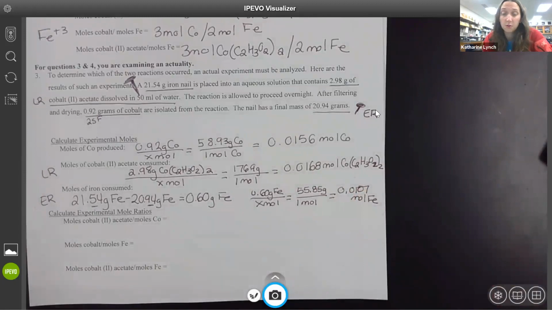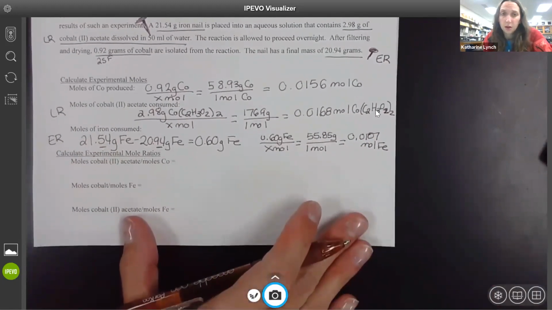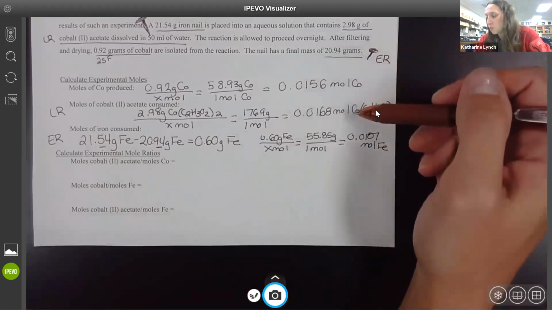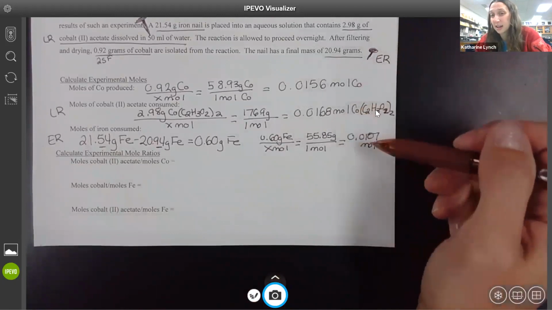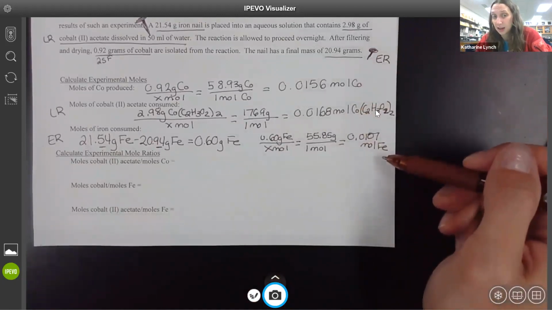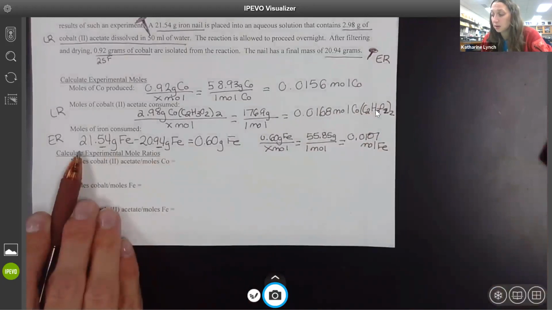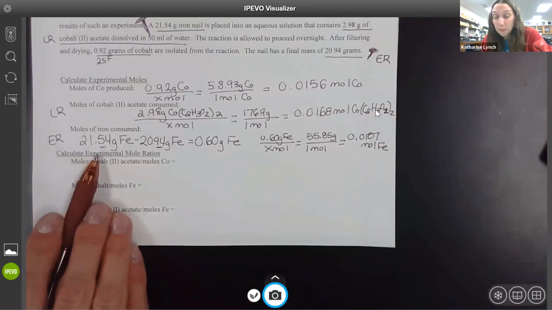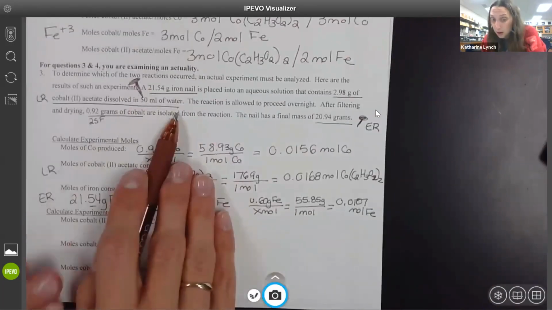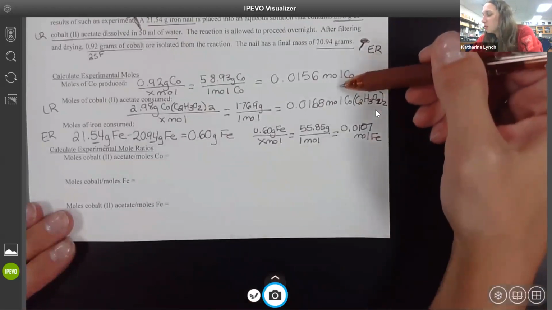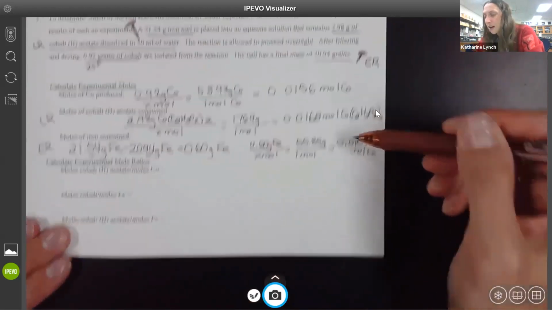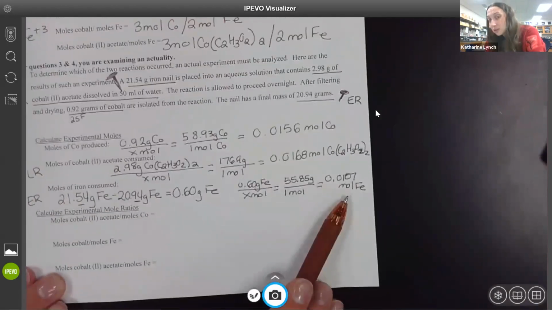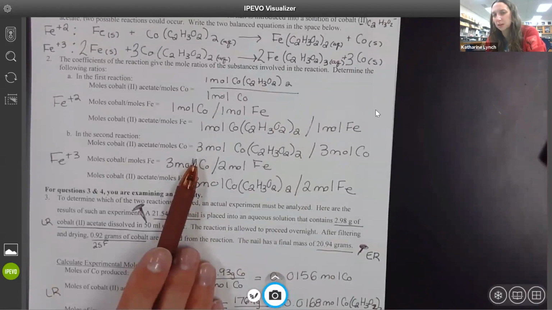Okay, we've done a lot of work so far. You guys are doing great. So now we know the moles of cobalt that were produced, the moles of cobalt-2 acetate that were reacted, and the moles of iron reacted. We had to be careful with this one, had an extra step because iron was the excess reactant. Now we're going to do some experimental mole to mole ratios. So I'm going to use this experimental data, not what we did up above. That's just a possibility. We're going to compare the experimental to the actual possibilities of mole to mole ratios.